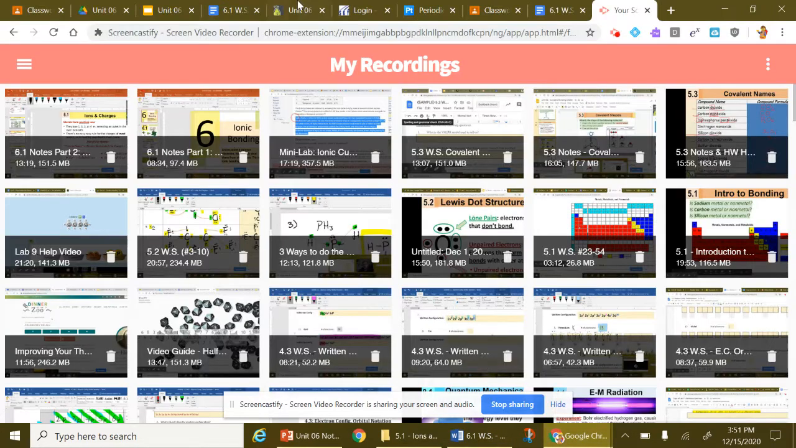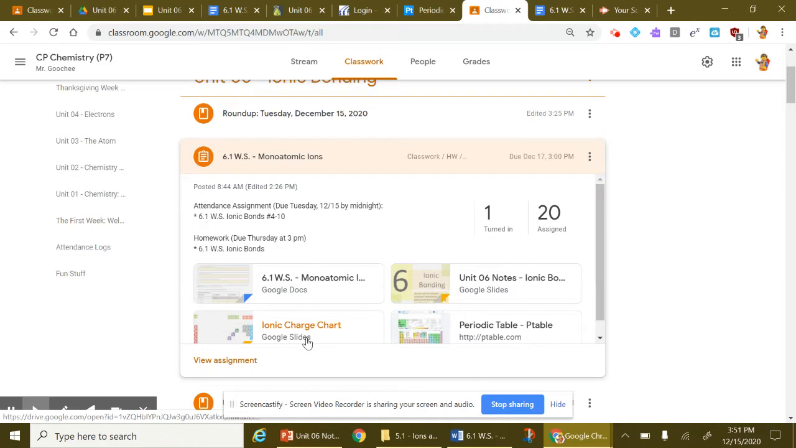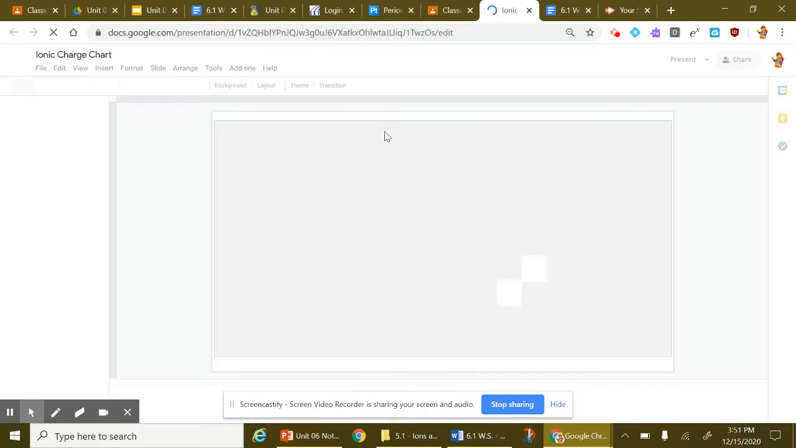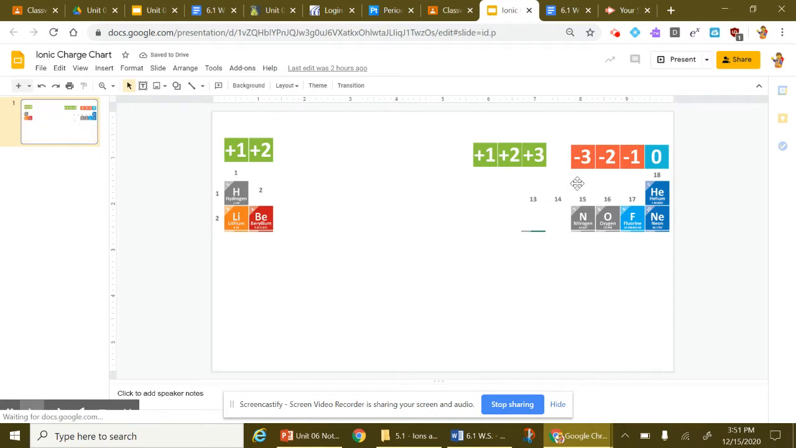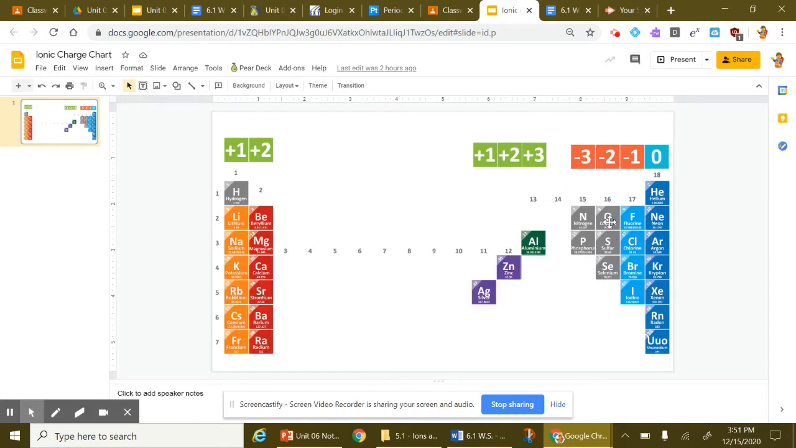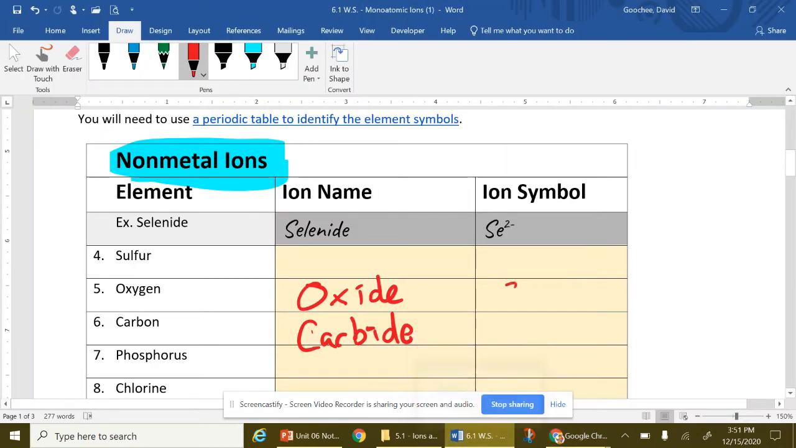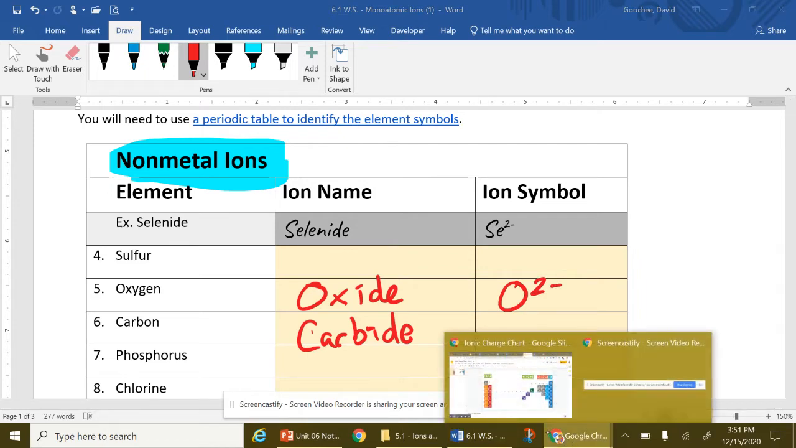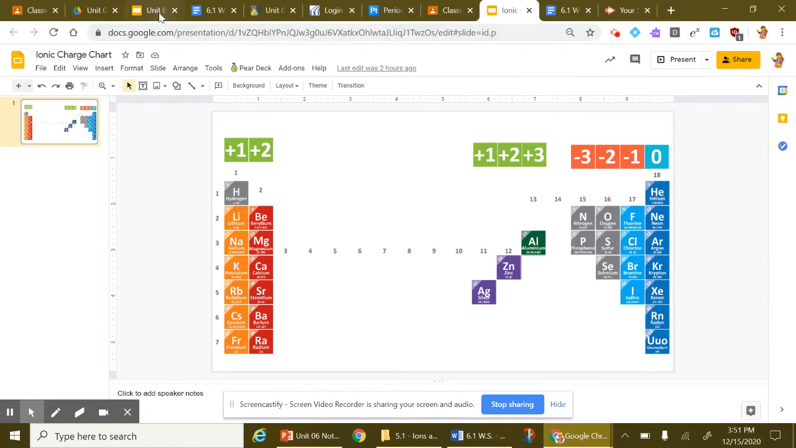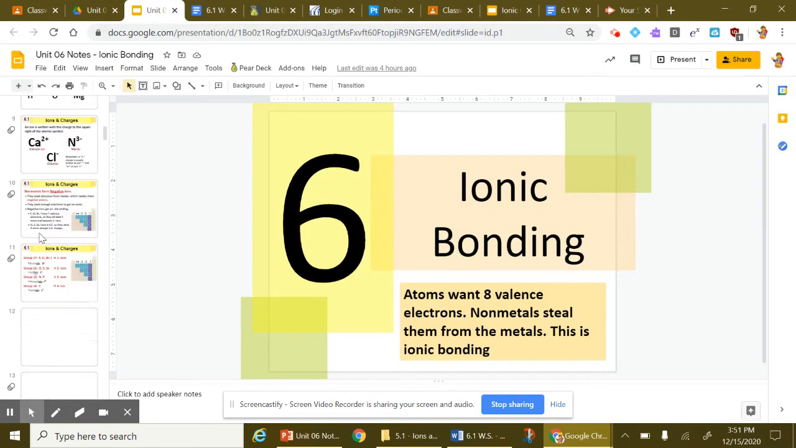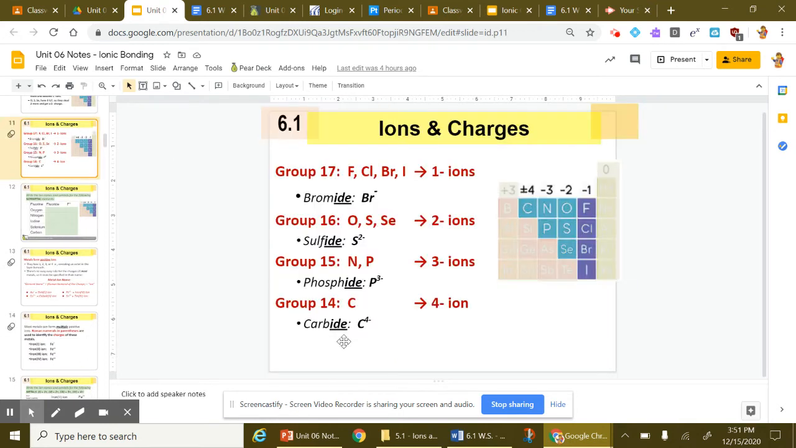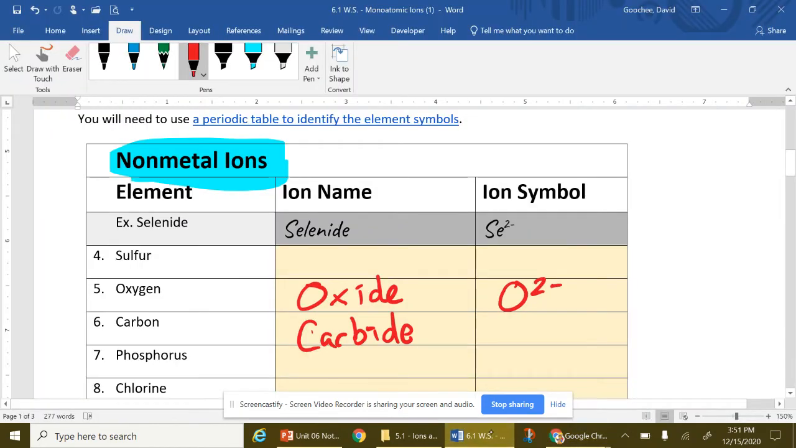Now, for your homework, I loaded up a little something to help you out: an ionic charge chart. Okay, so oxide, let's see. Here we go. Oxide is a 2 minus charge. So on this homework, I'm going to write O2 minus. Okay? What about carbide? Well, it's not located here, but you can pull up the notes and see that carbide is a 4 minus charge. So carbide, C4 minus. All right? That is the charge.